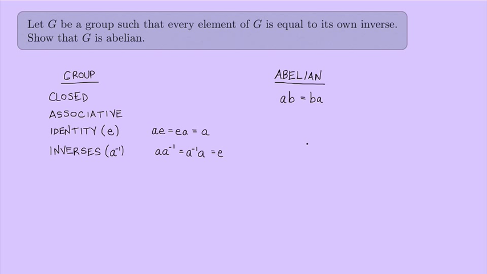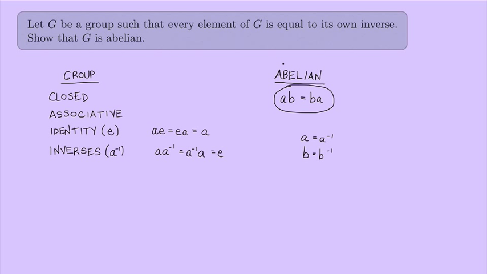Okay, so before we do the proof, let's try and figure out what we're going to do here. So every element is equal to its own inverse. All right, well, that means that A must equal A inverse, and that means that B must equal B inverse. Well, that's great, but how am I going to get this expression here? That's what I want. AB equals BA, that's my goal.